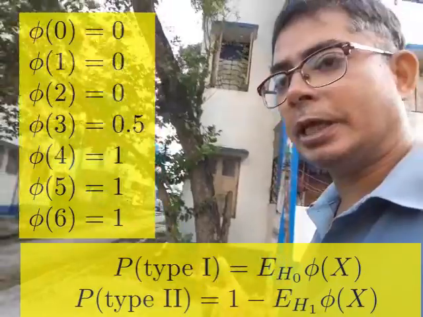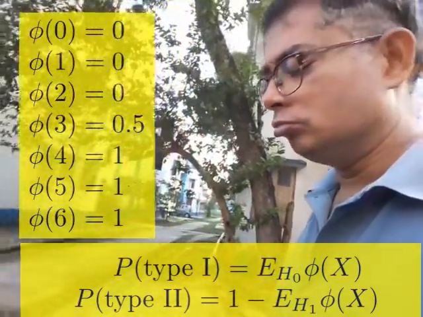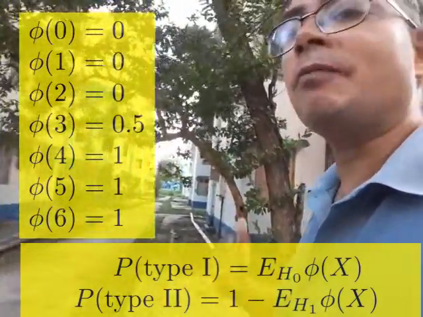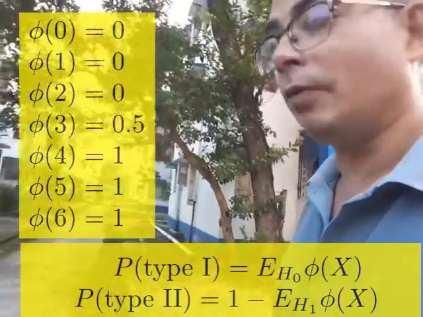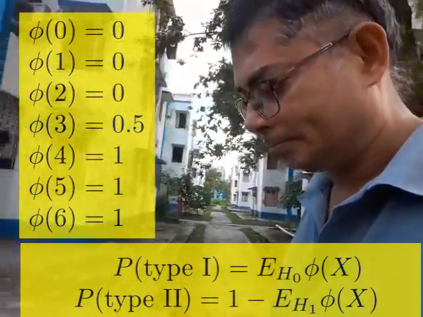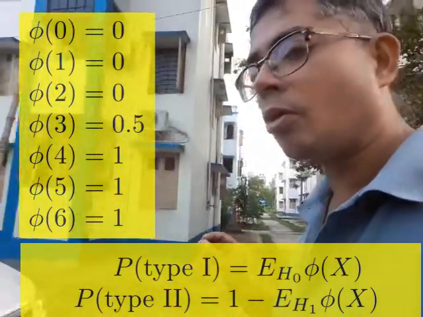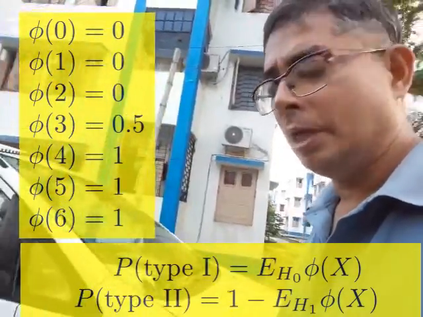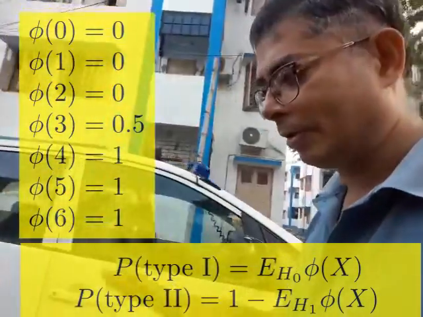What does it mean to say that if you get x equal to 3, then you half reject it? By this we mean the following. Suppose you get x equal to 3. Now you take some coin with probability of head equal to 0.5, some other coin, and toss it independently of everything.